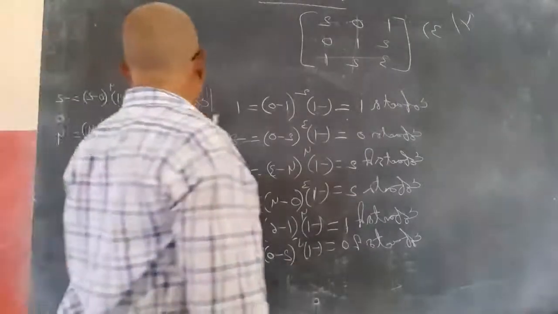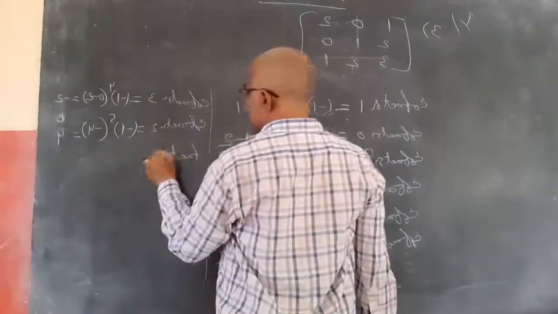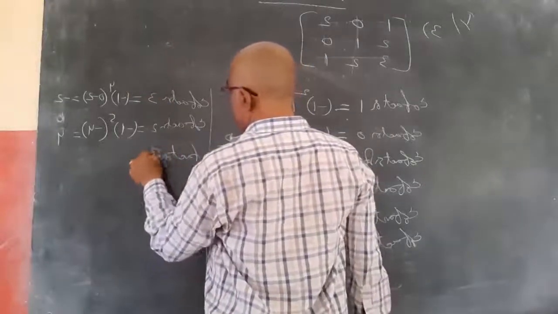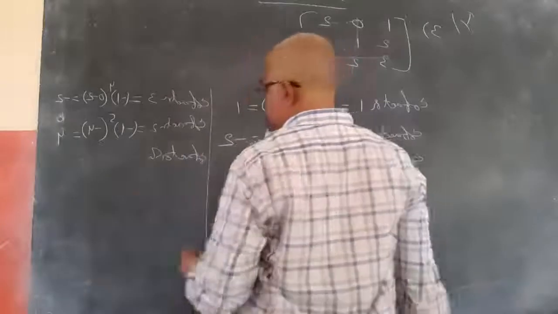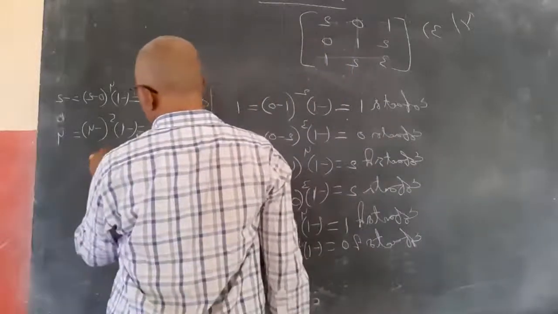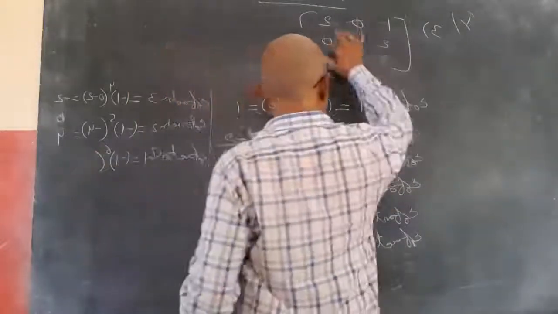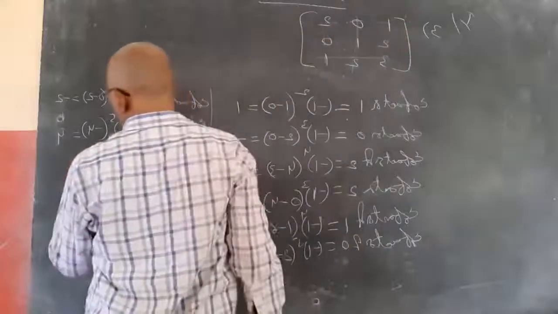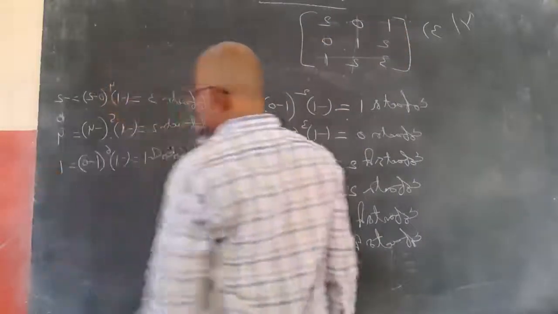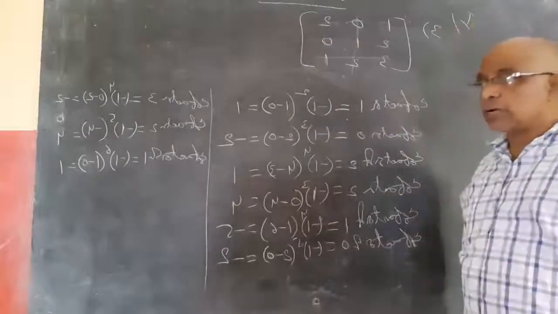Next, cofactor of the last element 1 equals -1 to the power 6 into closing this row and this column. 1 minus 0 is equal to 1. Now I got all the cofactors.